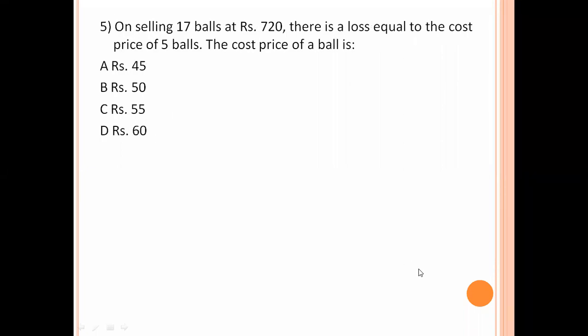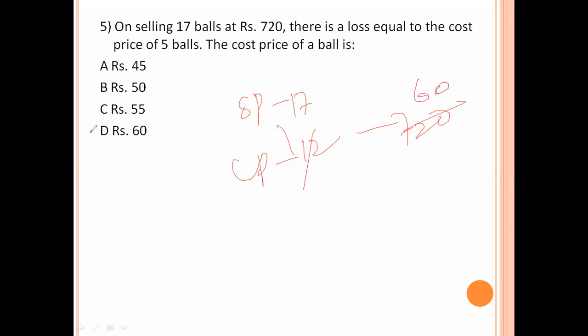On selling 17 balls at 720, there is a loss equal to the cost price of 5 balls. The cost price of a ball is? Selling price is 17, cost price is here 12. So this value is equal to 720. 12 sixes are 72, 60 rupees each.